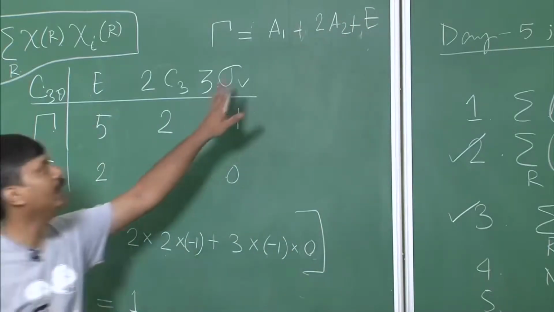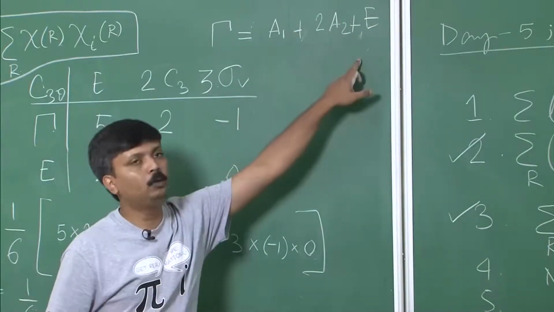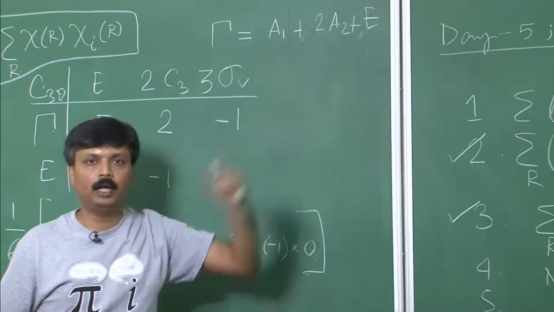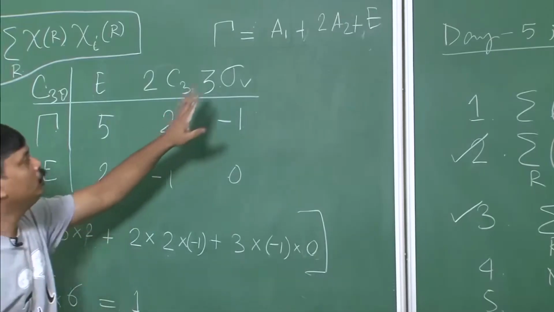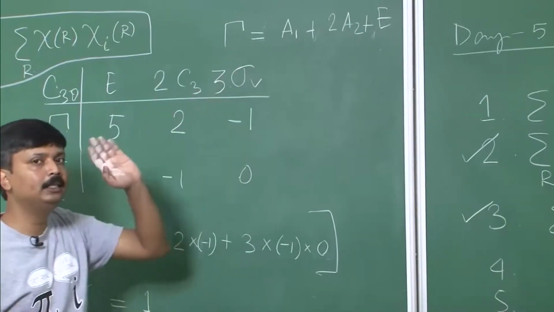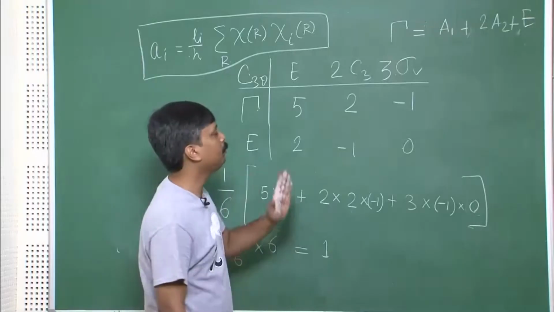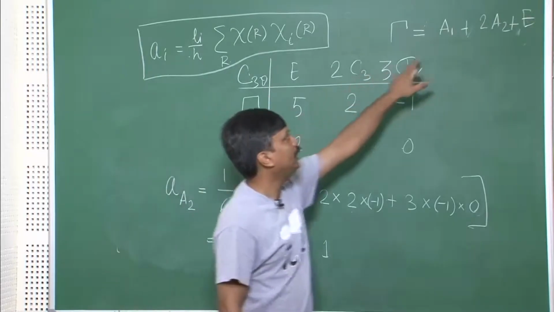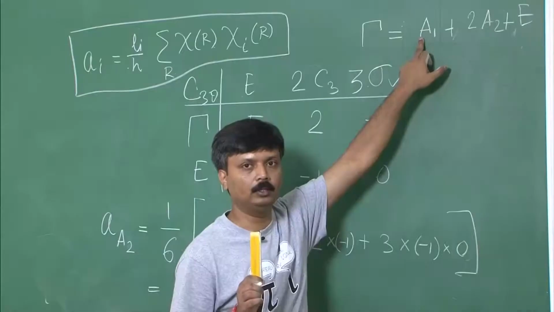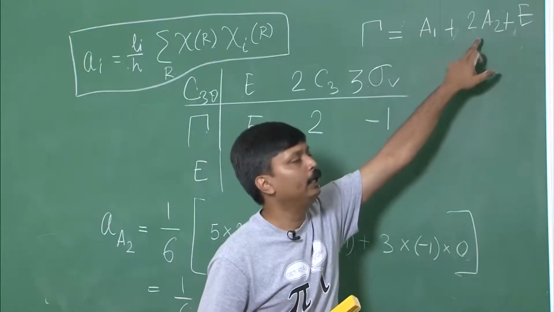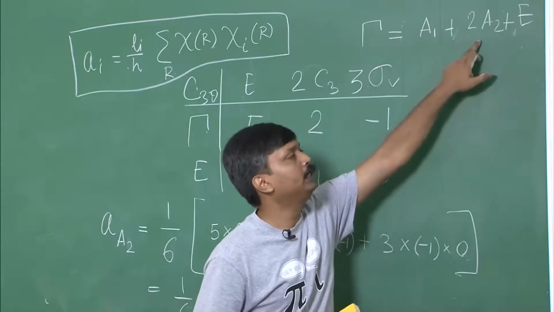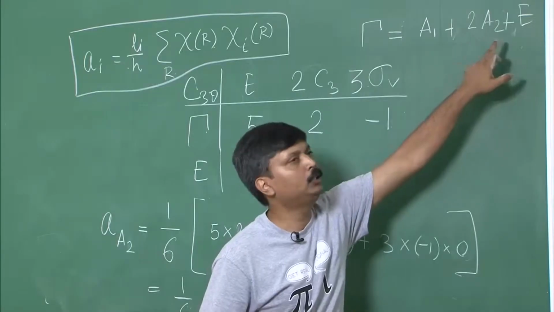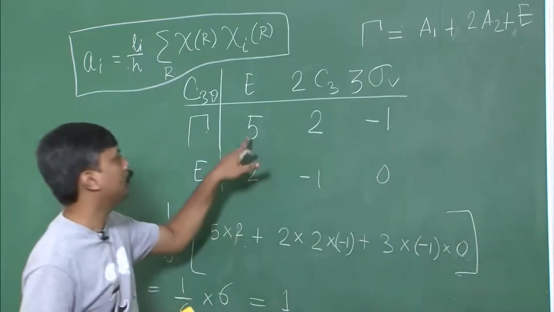Okay. So you can see here that though A1 and E appear only once, A2 is appearing 2 times. Now, you can also figure out that the characters remain the same. A simple example, if you take the character for identity. So A1 gives me character 1 for identity, A2 also 1, E is 2. So A2 is appearing 2 times. So 1 plus 2 plus 2 equals 5. That is what we have.